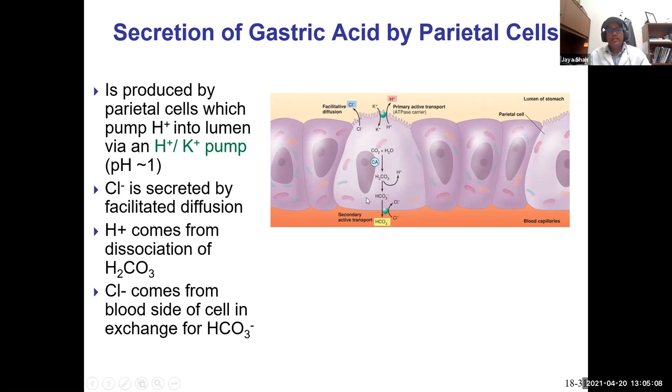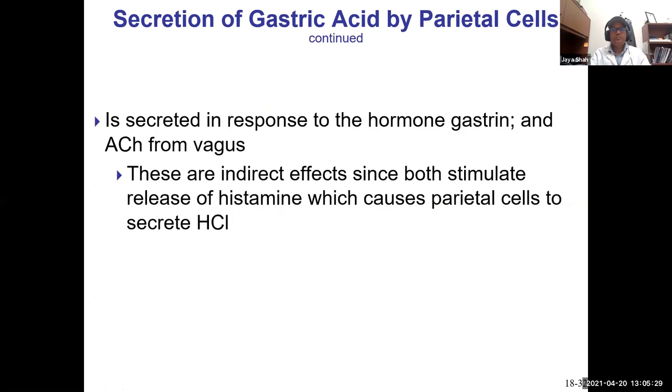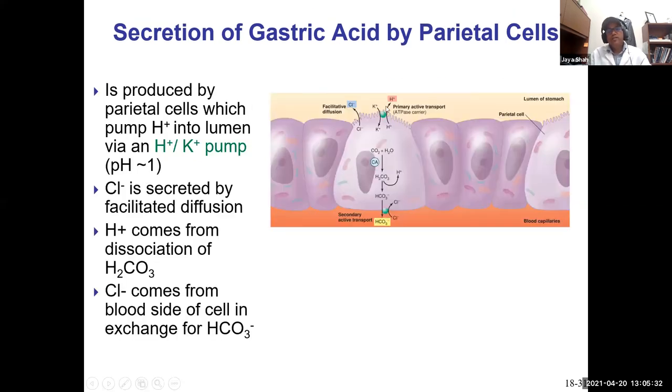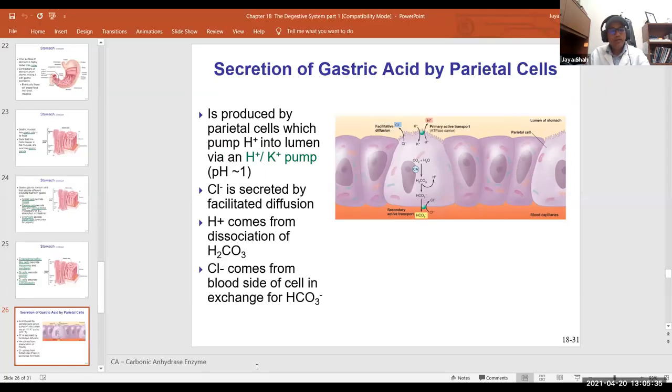Then this is the bicarbonate negative ion. This negative ion, through secondary active transport, is exchanged with chloride. And chloride is built up in the cell. And then chloride, by facilitated diffusion through the chloride channel, comes into the lumen and ultimately forms the hydrochloric acid. This pump is called the proton pump. You have heard about the proton pump inhibitor medicine.